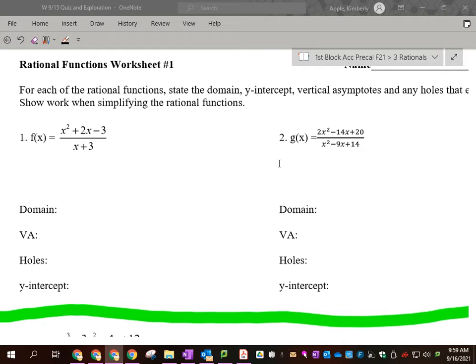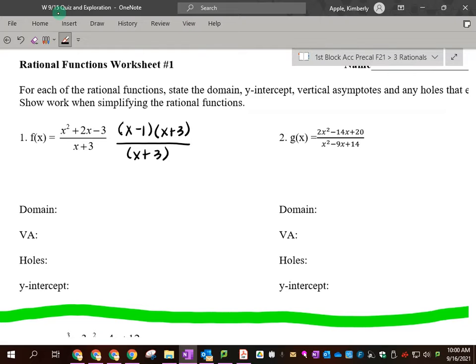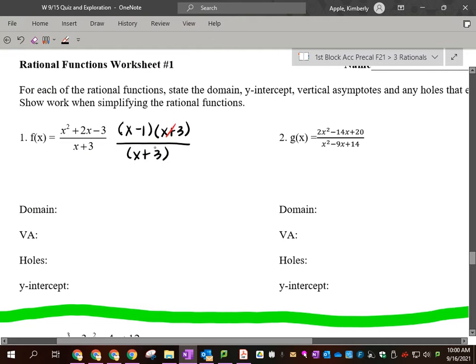All right. So step number one, just like we've been doing before, we want to factor the top and bottom if possible. So for this one, if you were to factor this, you should get x minus 1, x minus 1, x plus 3 on top, and then you have an x plus 3 on the bottom. Okay, so if I factor the top and factor the bottom, that's what I'm looking at. And then we can see that these two cancel. And so my simplified version is x minus 1 only.